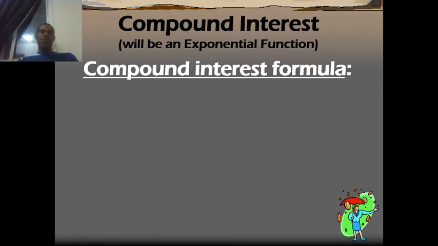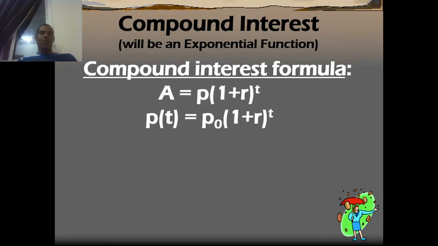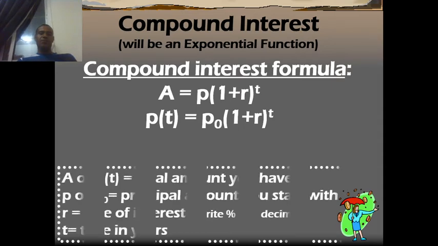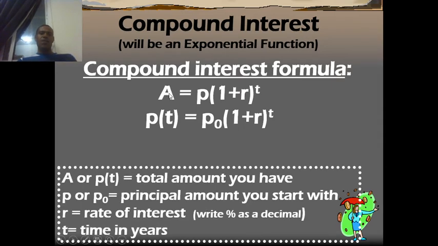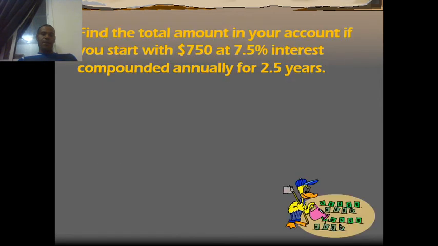Now compound interest will be an exponential function. Compound interest formula. The compound interest, my learners, is A equal to P multiplied by (1 + r) to the power t, and P(t) is P0 multiplied by (1 + r) to the power t. A or P(t) is the total amount you have. P or P0 is called the principal amount you started with, and r is the rate of interest, written in decimal or in percentage, and t is time in years.